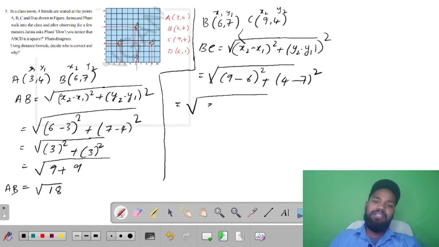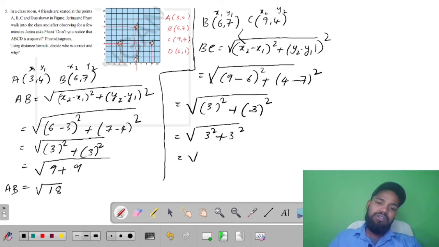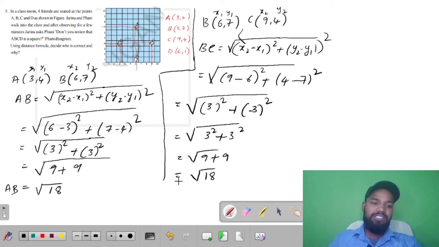Now under root, 9 minus 6, 3 whole square plus 4 minus 7, minus 3 whole square. Then under root 3 square plus 3 square. What is 3 square plus 3 square? That is 9 plus 9, which equals root 18. So this is BC. BC equals root 18.